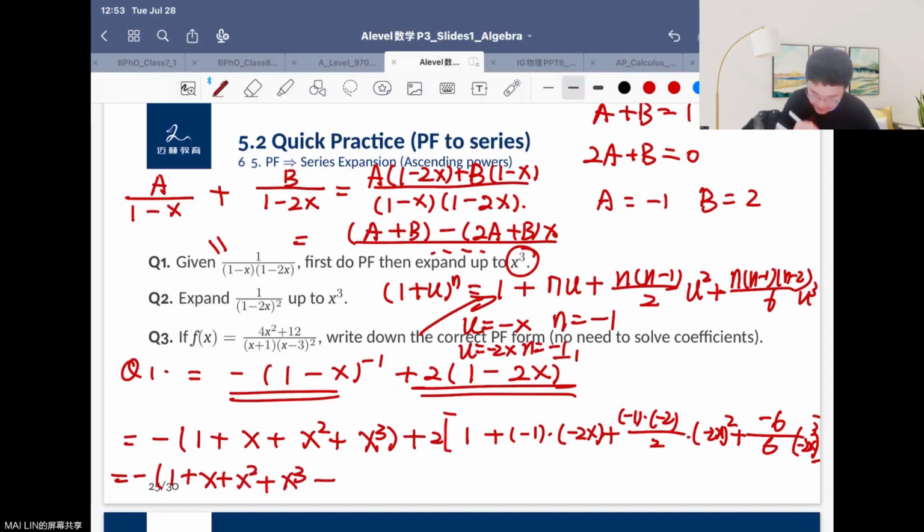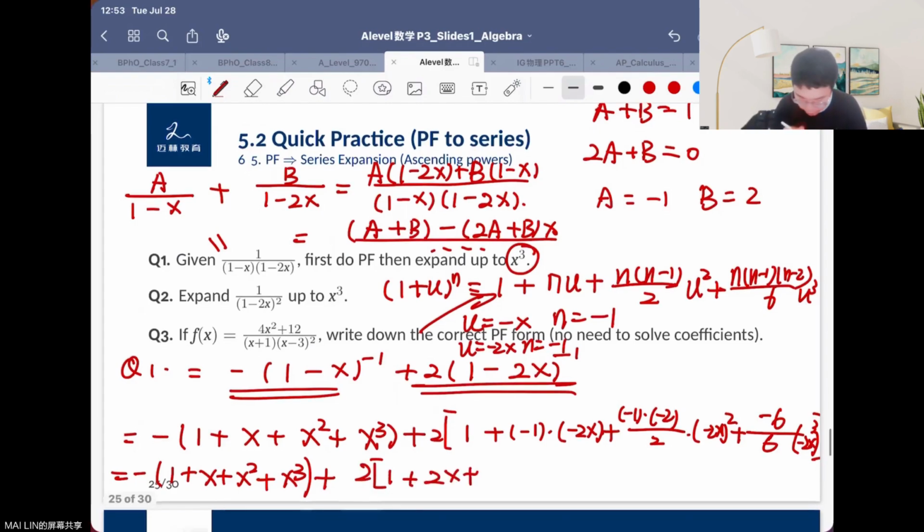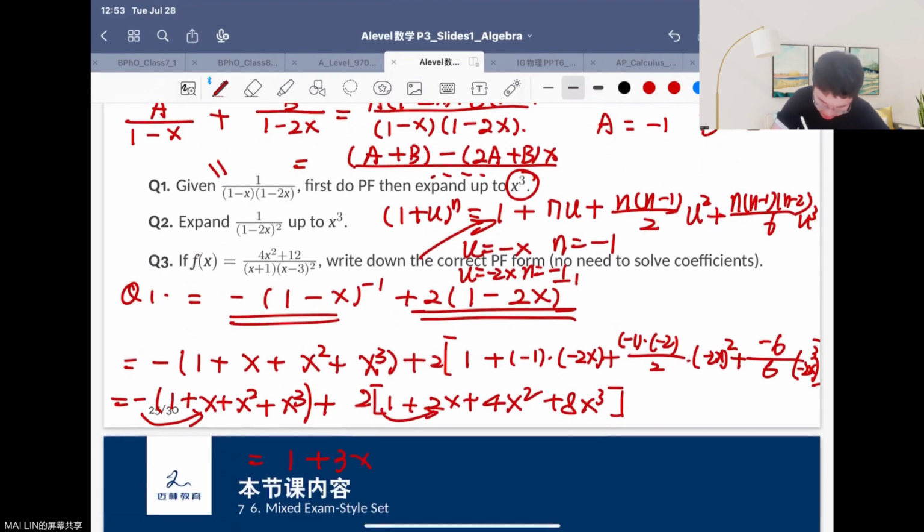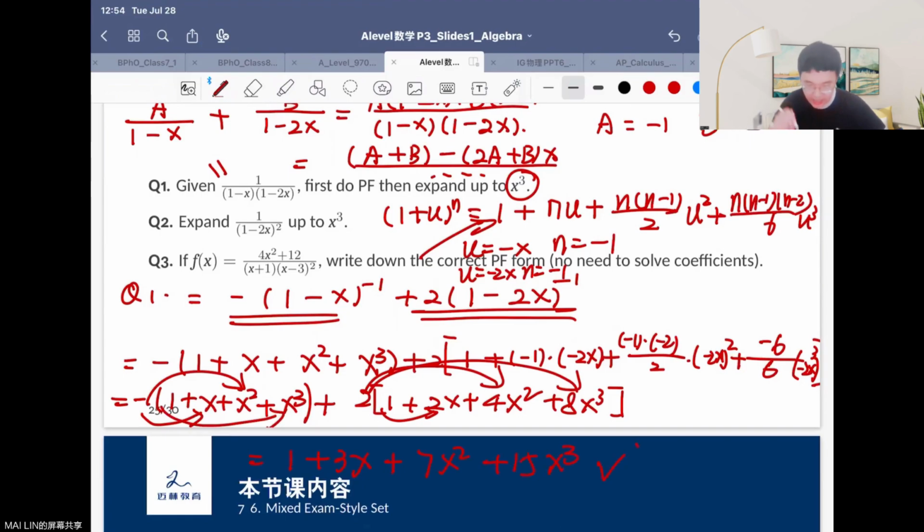And then we can add 2 times 1, and here's plus 2x, and here is plus 4x squared, and then here is plus 8x cubed, right? That is the equation, right? So you can then simplify it a little bit. Here 2 minus 1 is 1, right? And minus x plus 4x is plus 3x, right? Here's minus x squared, plus 8x squared, so it's plus 7x squared. And here's plus 16x cubed, minus x cubed, so it's plus 18x cubed, okay? That is for the first question, how we can expand the first three terms, okay?